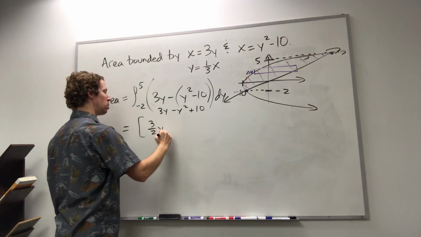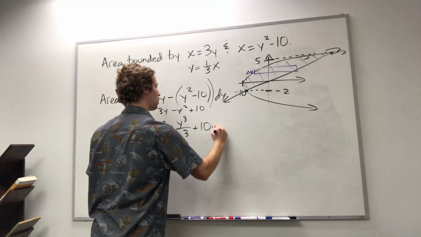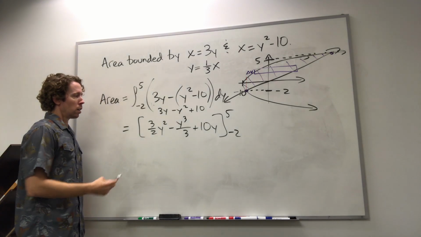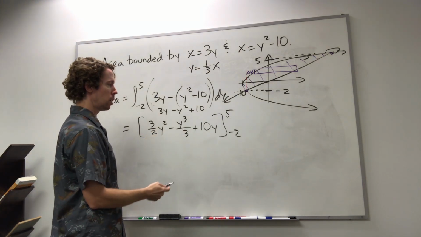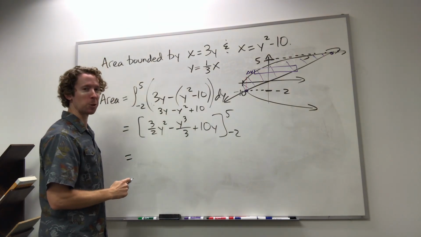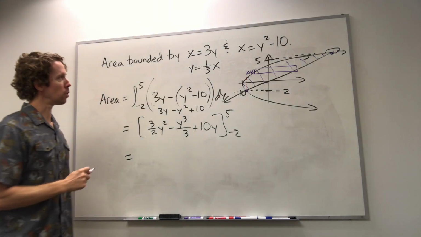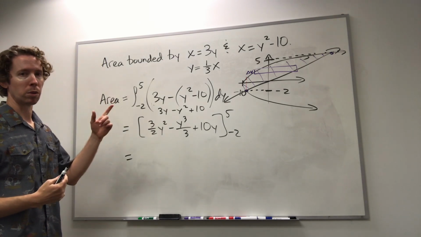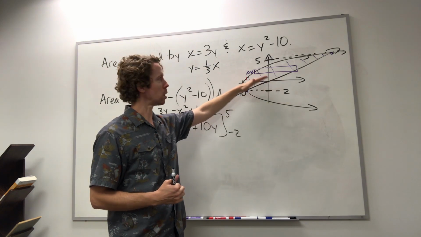I use the power rule. Three halves y squared minus y cubed over 3 plus 10y. Plug in the bounds and simplify if you want to get down to a simplified final answer. The main ideas to this were find the intersection points, and try to figure out which graph was on top and on bottom.